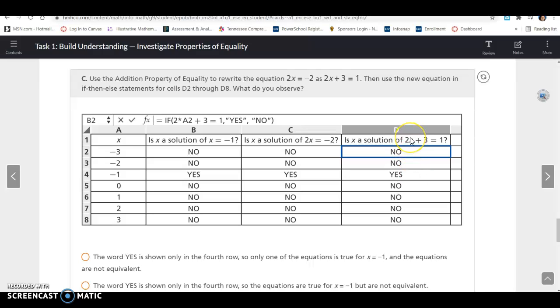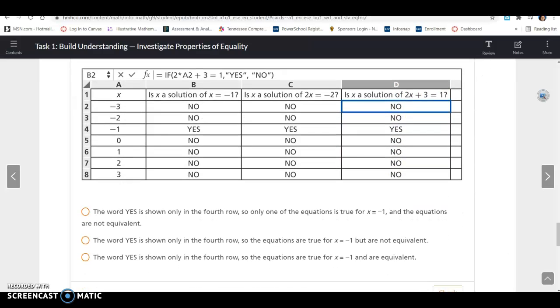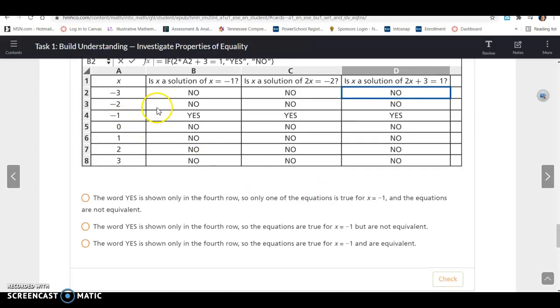And 0 times 2 is 0. 0 plus 3, 3 equals 1 is not true, so that one's a no. And then if you take 1, 1 times 2 is 2. 2 plus 3 is 5, so that one's a no. 2 times 2 is 4. 4 plus 3 is 7, so that one's no. 3 times 2 is 6. 6 plus 3 is 9, so that one is no as well. All right, as you can see, these are all no's, and then on row 4, these are yeses, and then all of these below are no's.